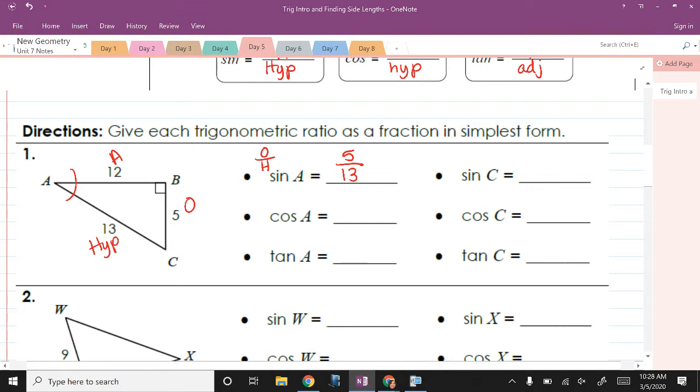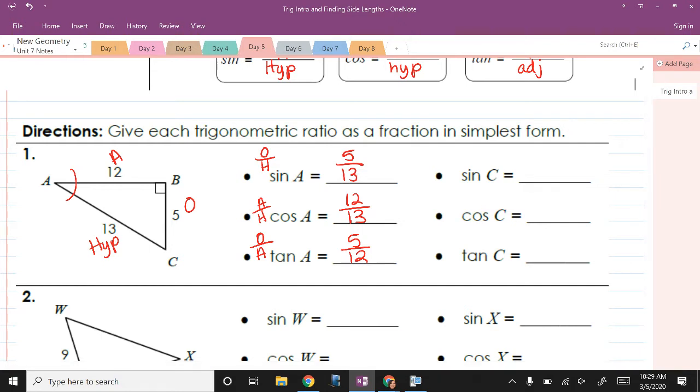Okay? So cosine is what over what? Adjacent over hypotenuse. So what is the length of the side that's adjacent to angle A that's not the hypotenuse? 12 over the hypotenuse is what? 13. And tangent is what over what? Opposite over adjacent. So what's the length of the side opposite angle A? 5 over what's the side that's adjacent to angle A? 12. Does anybody have any questions about sine, cosine, and tangent for angle A?